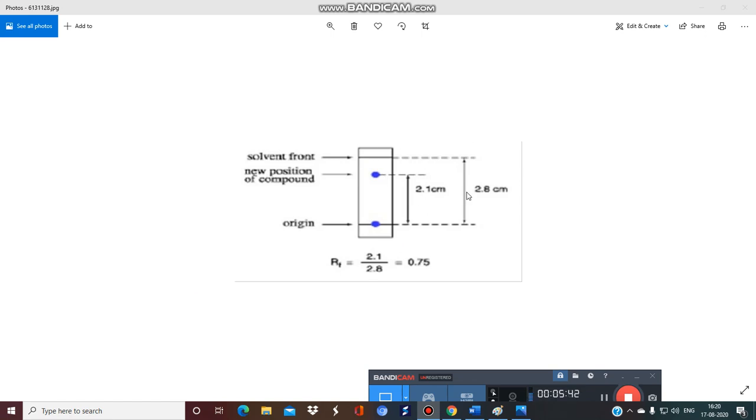See again the clear picture now. This is the point of origin or the point of spot, and this is the spot traveled, and this is the value of the solvent front, from this point to this point where the actual mobile phase moves. The distance is 2.8 centimeter and the distance traveled by the spot here is 2.1 centimeter. So RF becomes the distance traveled by the spot upon the distance traveled by the solvent front, 2.1 upon 2.8. Yes, RF value is 0.75.